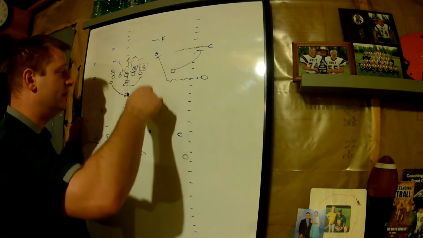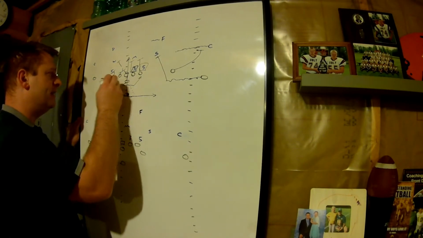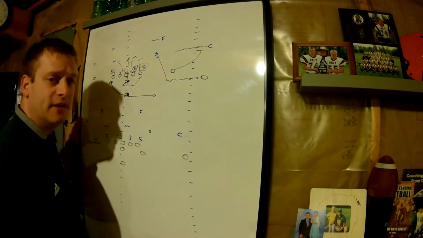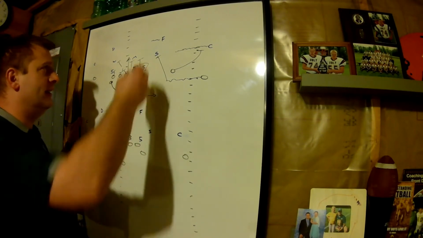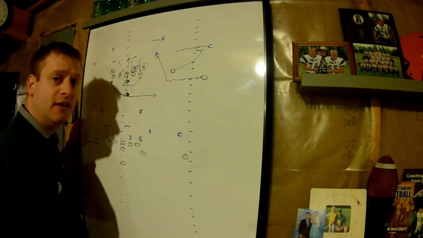Anytime you get a one-on-one between your best back, which typically your slots are pretty fast guys in a Flexbone type attack, and a defender, you're in a good spot offensively.